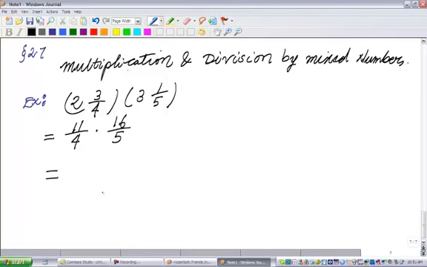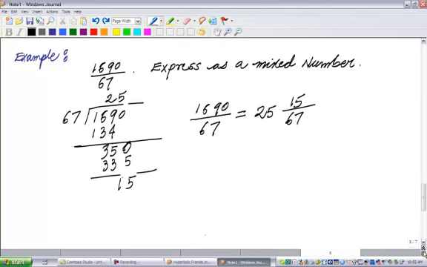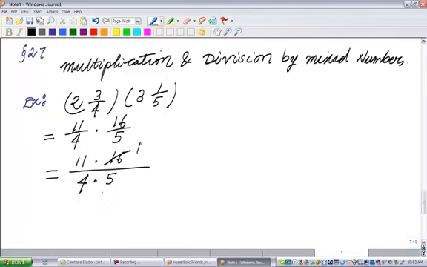And then how do we multiply two fractions? Yeah, we multiply the numerators and the denominators, right? So I multiply 11 with 16, and 4 with 5. I didn't multiply yet because I can reduce some of the factors. I can get rid of some factors here. If I divide 16 by 4, I get 4 here. And then this 4 will give me 1. But that's it. I cannot get rid of any other factors. So this is equal to 44/5.